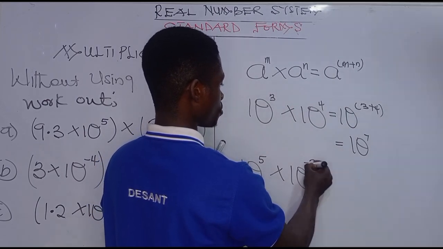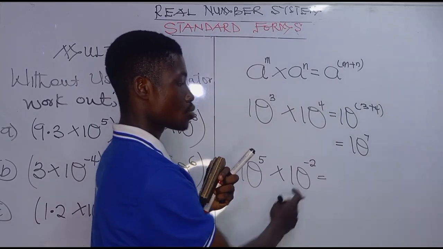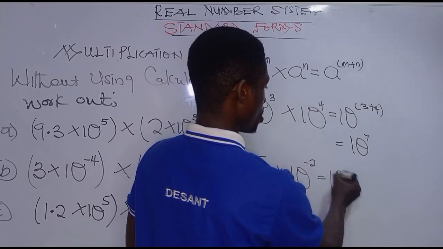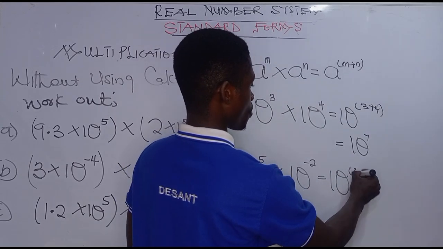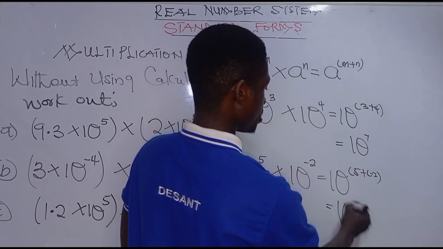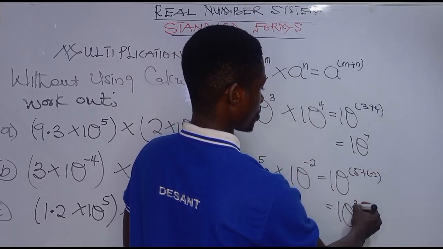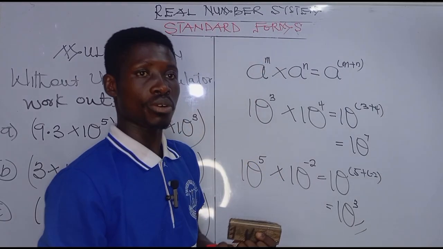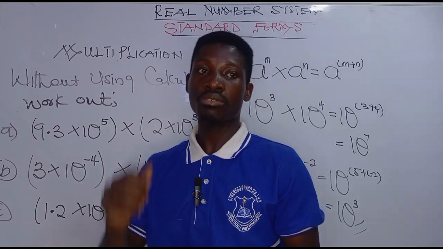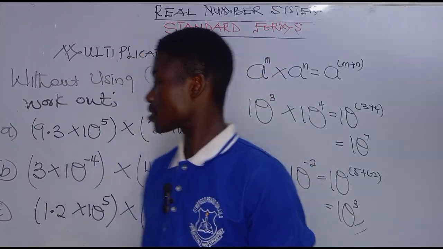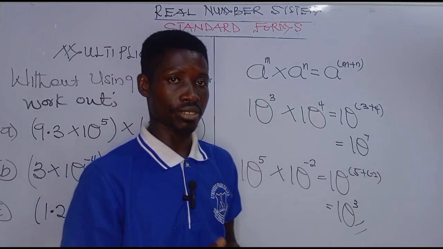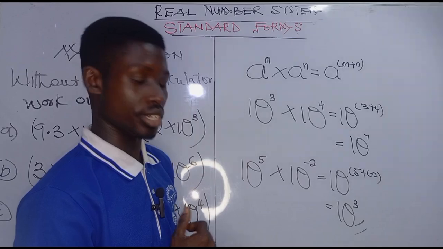But also, if you have 10 raised to the power 5 times 10 raised to the power negative 2, since these two numbers are multiplying and they have the same base, 10 and 10, we pick one of the bases and then we add their exponents. So we have 10, 5 plus minus 2 gives us 3. So we are going to apply this concept in multiplication of standard form numbers. I have a few examples here. Let's go through them to see how we can apply this concept in multiplying standard form numbers together.